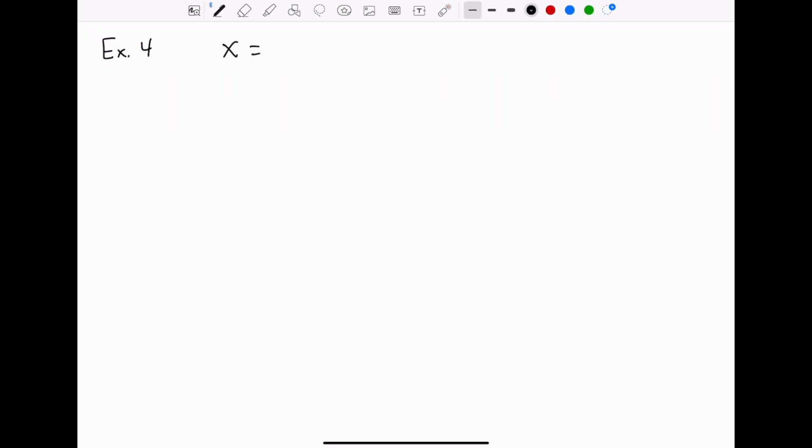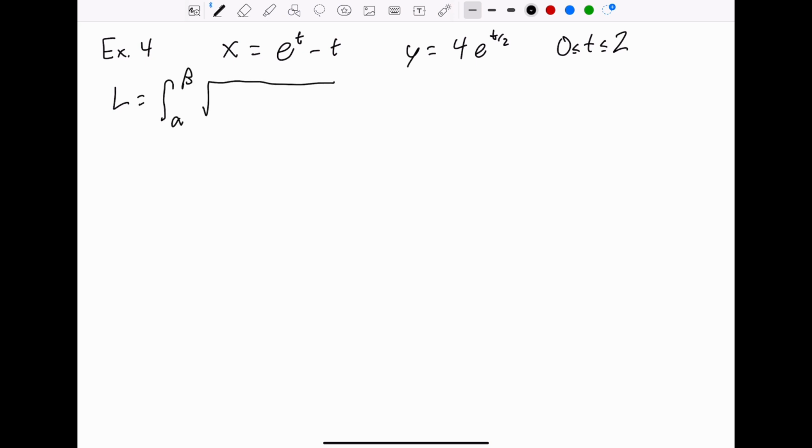The x function here is e to the t minus t. The y function is 4e to the t over 2. And the parameter t ranges from 0 to 2. Now the arc length integral is the integral from t equals alpha to beta of the square root of the x derivative squared plus the y derivative squared, integrating with respect to t.